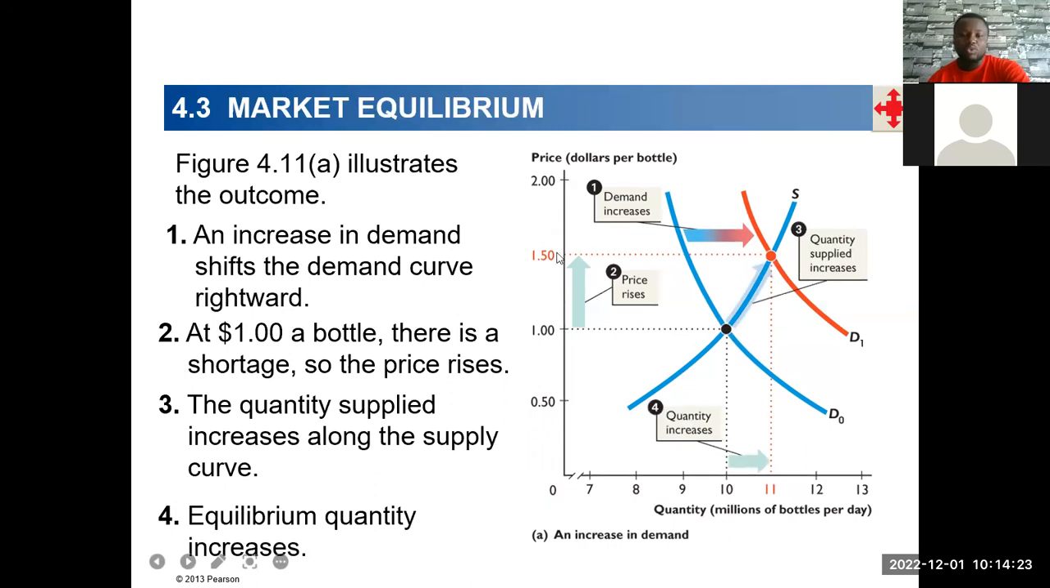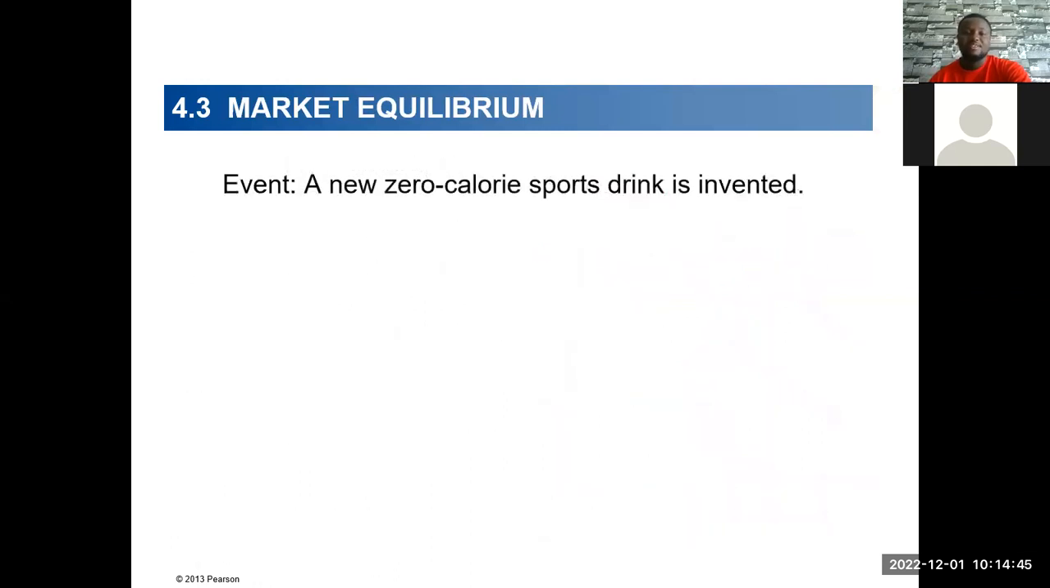And then when price goes up, what happens to supply? Supply will increase. We'll have an increase in quantity supplied. So this is our new equilibrium point. And what is the effect? There's an increase in equilibrium price. There's an increase in equilibrium quantity. Are we together? Yes. Okay. Let's look at another event.